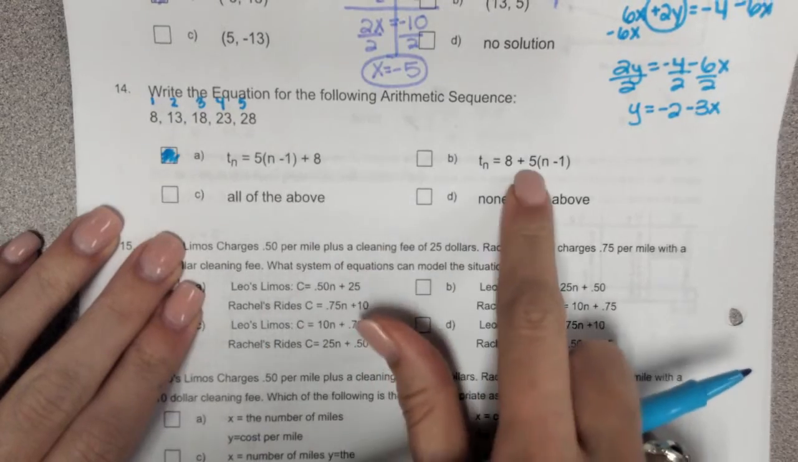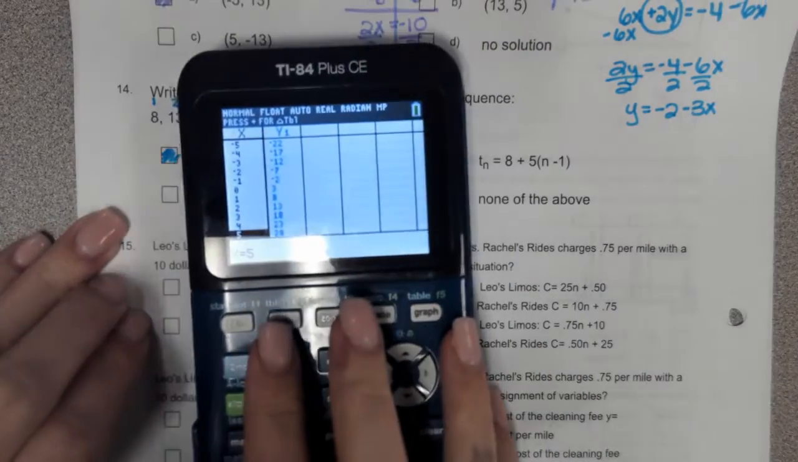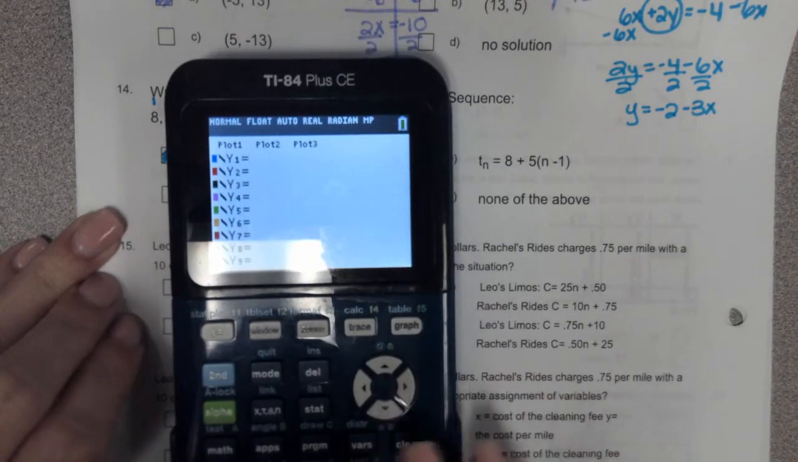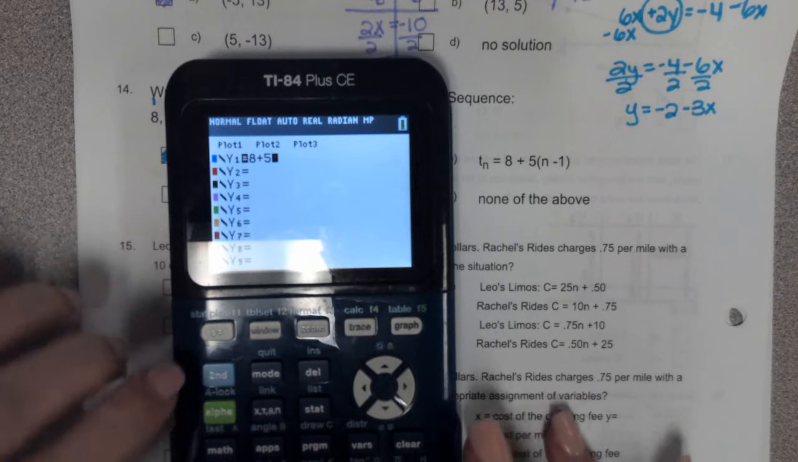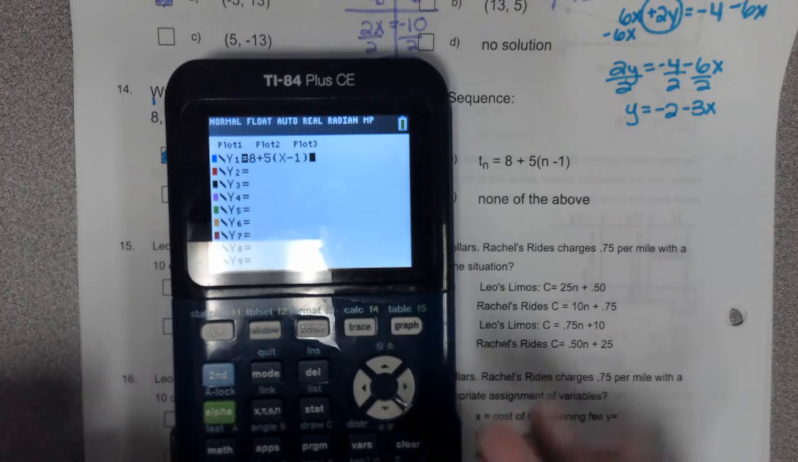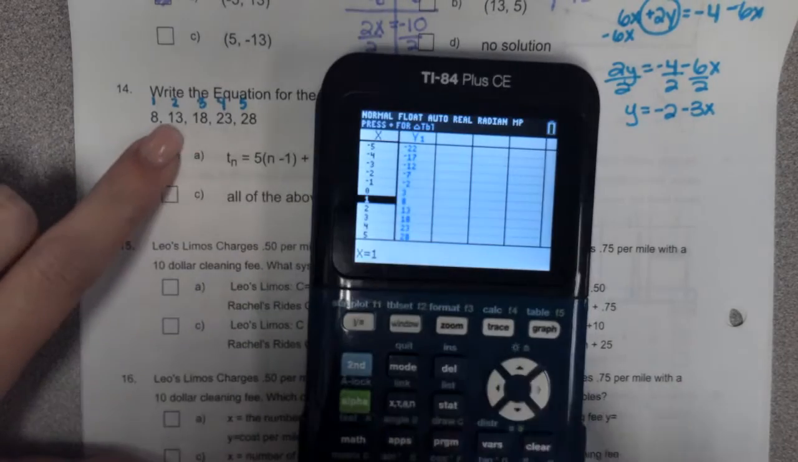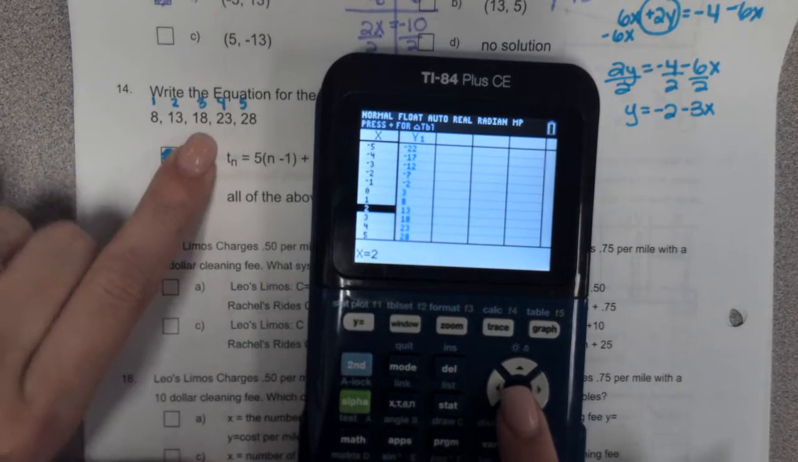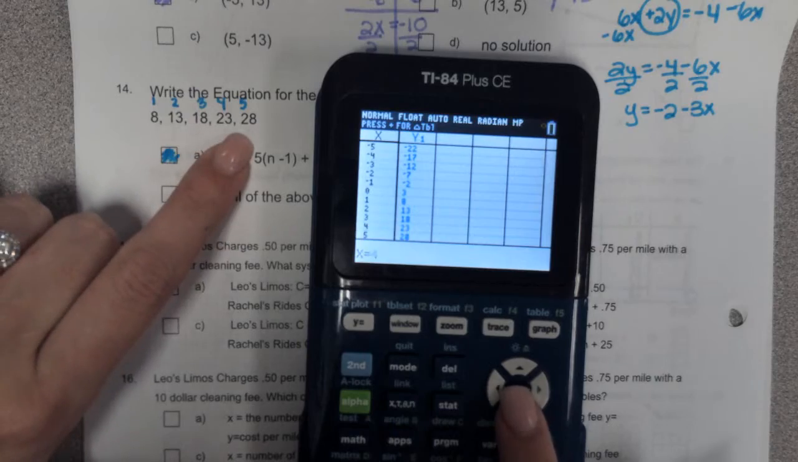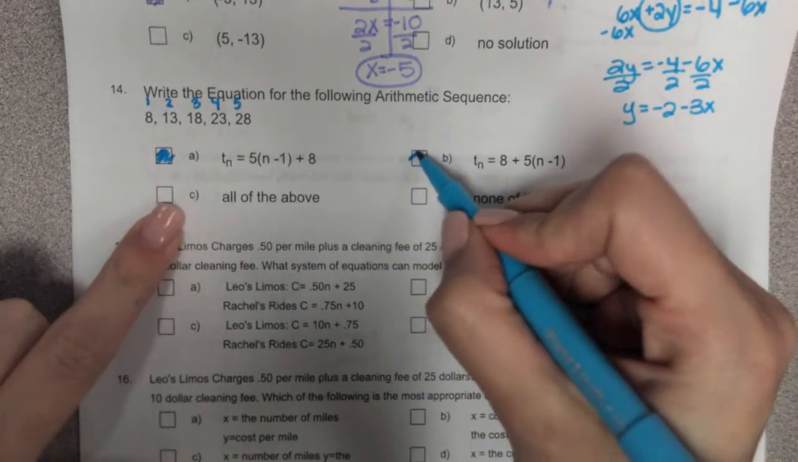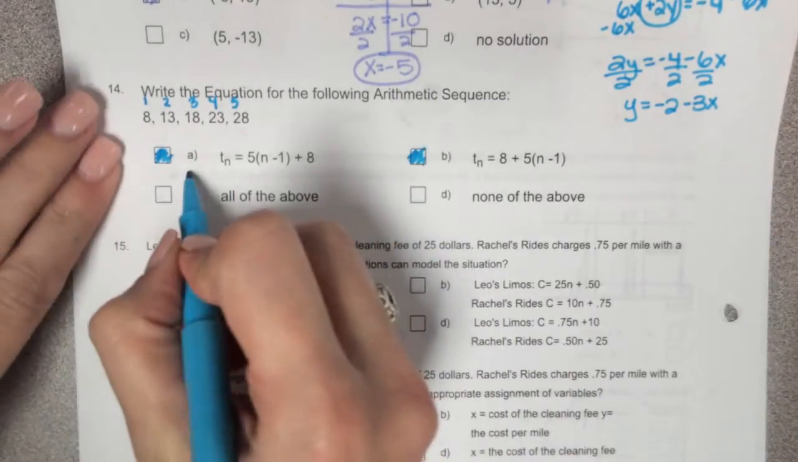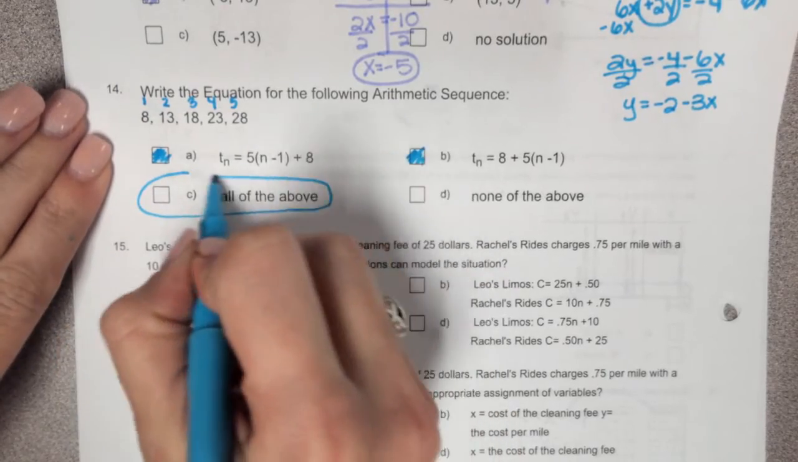Since we've got these options, let's check this equation as well. 8 plus 5 parentheses x minus 1. The first term should be 8. Yes. The second term should be 13. Yes. 18, 23, 28. That one works too, which means our answer is all of the above.